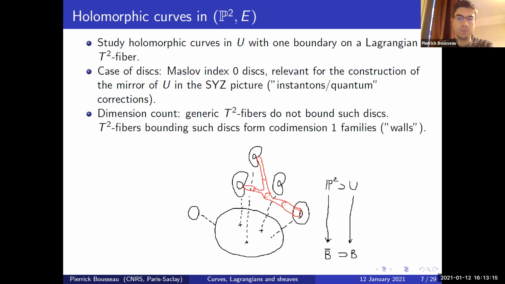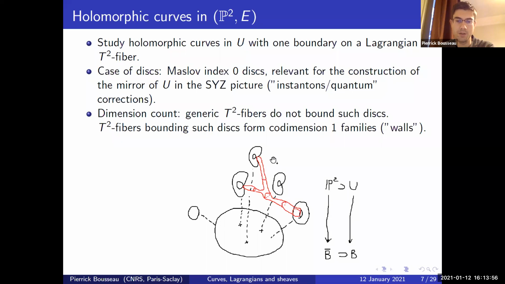So the first side of the correspondence I'm going to describe in this talk is about holomorphic curves in this geometry U. More precisely, we would like to study holomorphic curves in U with one boundary living on a Lagrangian T2 fiber. So when I'm phrasing this question, I'm really leaving algebraic geometry. I'm really doing complex geometry because these curves are not algebraic. They're really complex curves with boundary. And I want this boundary to live on a Lagrangian T2 fiber.